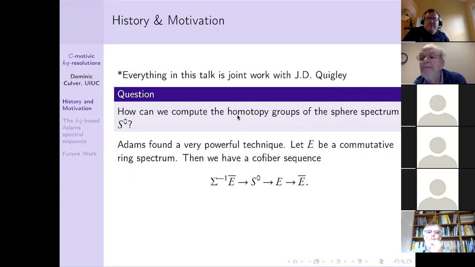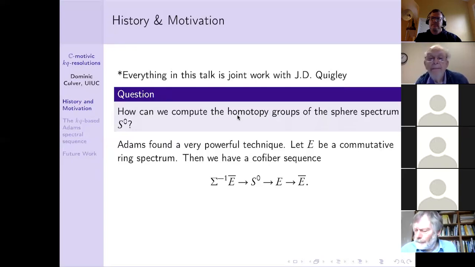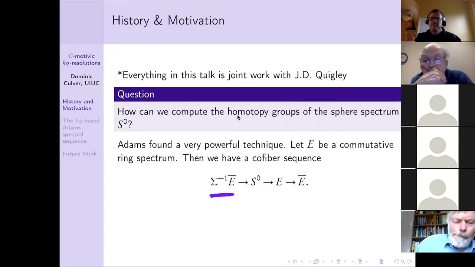A very powerful technique was discovered by Adams, I guess in the 50s or 60s. Basically the idea is you take a commutative ring spectrum E, and because it's a ring spectrum, you get this map, the unit map from the sphere into E, and you can take the cofiber of that. We call that cofiber E bar, and you can twist it around, and so you get this. This is a cofiber sequence.